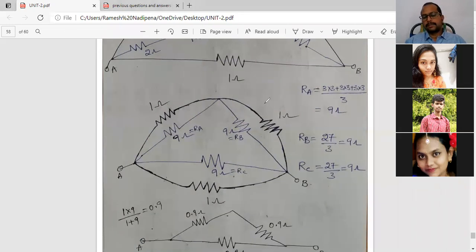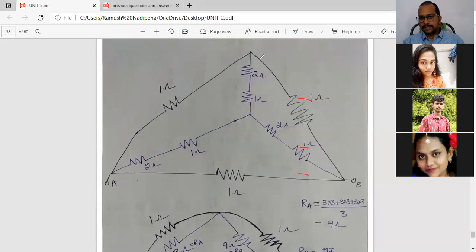Right. So next step, star to delta conversion. Star to delta means here the formulas are RA, RB, RC. In the last session we discussed. So for star to delta, I'll show you the board diagram, then people will get more clarity.